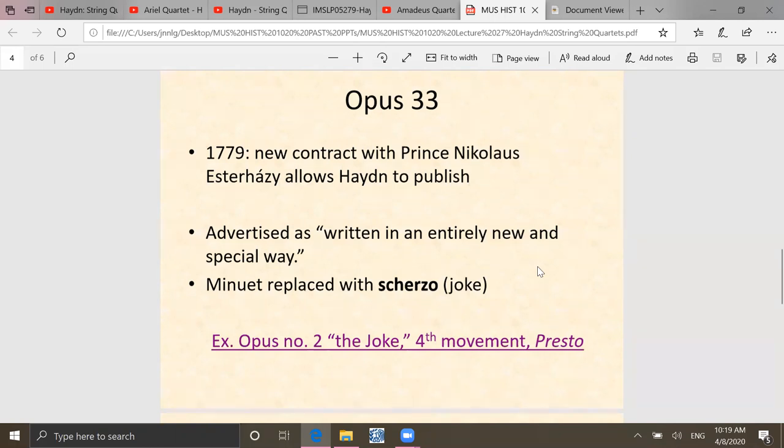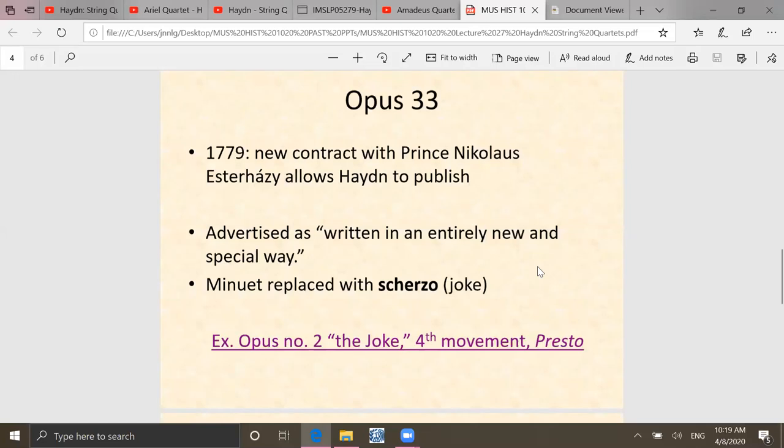What we think Haydn means by this is his continuation of really emphasizing motivic development, because he was already writing in the standard four instrument texture, two violins, one viola, one cello, for these quartets. So it's assumed that he is talking about his motivic development. One cool thing about Opus 33, number 2, which is called The Joke, which is great.